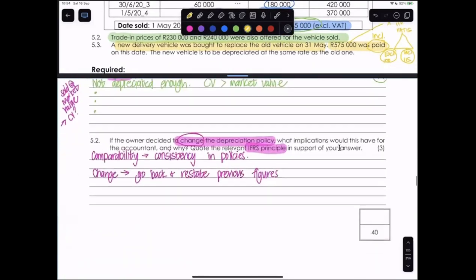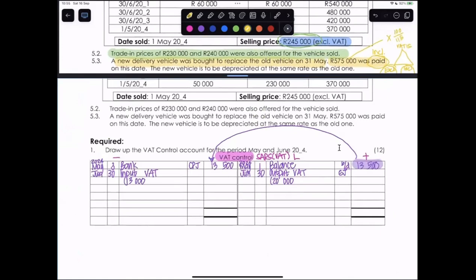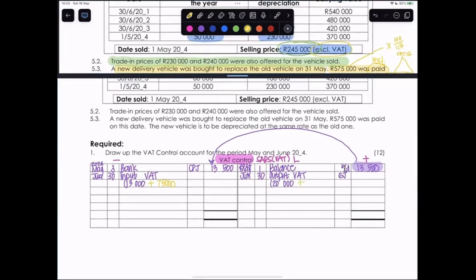At the same time, let's quickly go and update the VAT control account, because we can now see that the 575, if that was inclusive and we are VAT registered, the 75,000 can be claimed back. It's a vehicle that's coming into the business, and so it would be included as input VAT. At the same time, if the one that we sold was excluding VAT, we would need to take the 245,000 and add on the VAT to that to get the inclusive amount, or calculate it as 15% of the 245. And I'll just show you the calculation over here. So obviously 245 times 15 over 100, which will give you 36,750 that needs to be included in the output VAT.